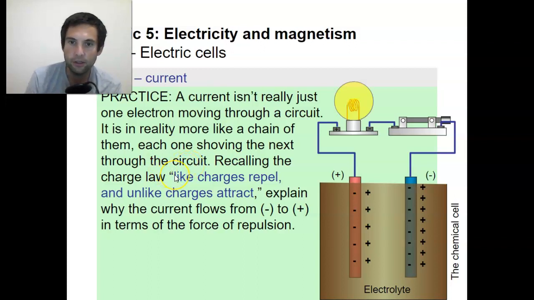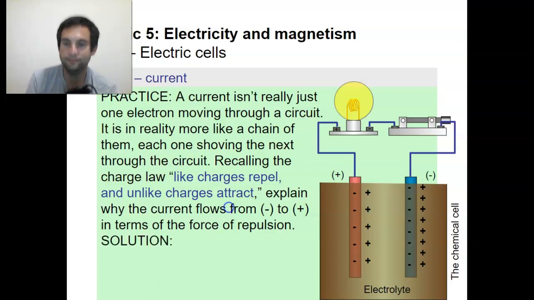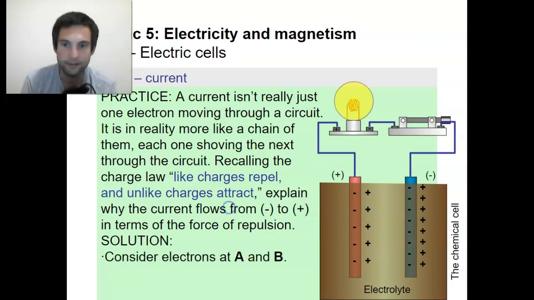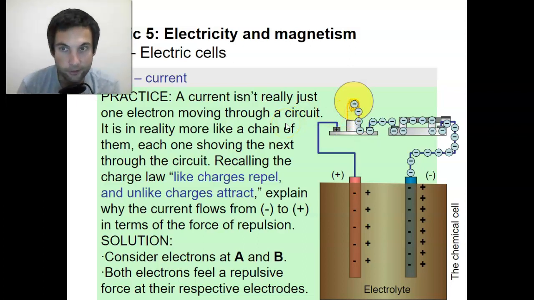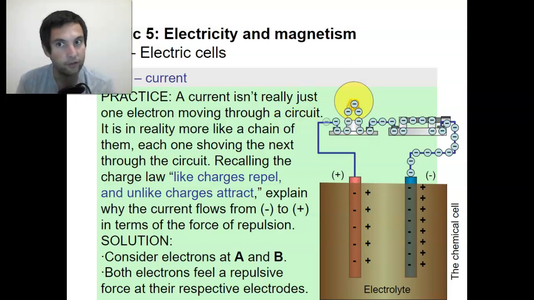Recall the charge law. Like charges repel and unlike charges attract. Explain why the current flows from negative to positive in terms of force of repulsion. Consider electrons at A and B. Both electrons feel a repulsive force at their respective electrodes. Here you go, you see their repulsion happening going through here. This is called electron flow. This is not how we handle dealing with circuits. We're looking at electron flow just to see how these batteries work.